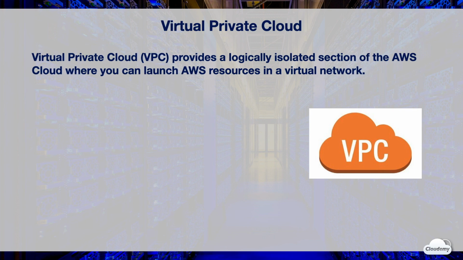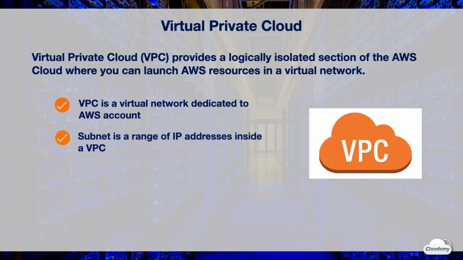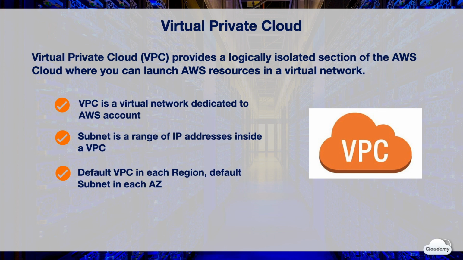For example, when you launch an EC2 instance, you will launch it inside a subnet of a VPC. A VPC is a virtual network dedicated to your AWS account. A subnet is a range of IP addresses inside a VPC. You have a default VPC in each region, and a default subnet in each availability zone. A default VPC and subnet are ready for you to use, so that you don't have to create and configure your own VPC and subnet.